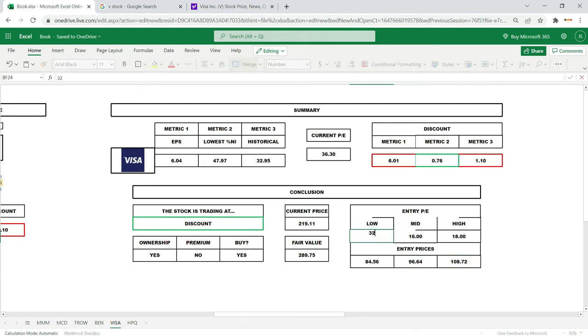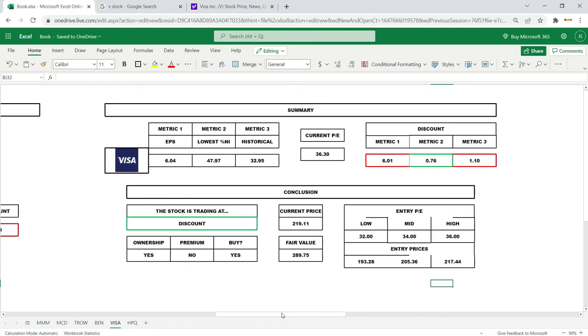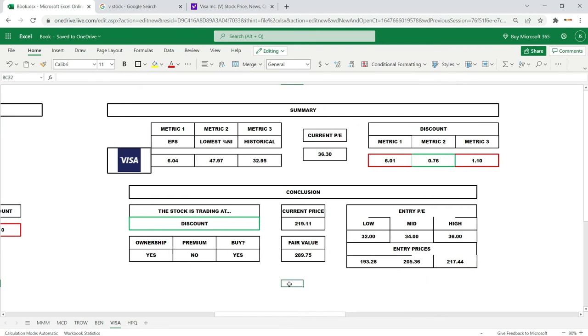Now, is this 32, 34, 36 PE still too high for your margin of safety? I bought the stock at $199. Am I being biased? I don't think I am. I'm not saying the price won't go down. I mean, we have a war in Ukraine and that will affect everything, the markets. But Visa, by these numbers, is not overvalued.